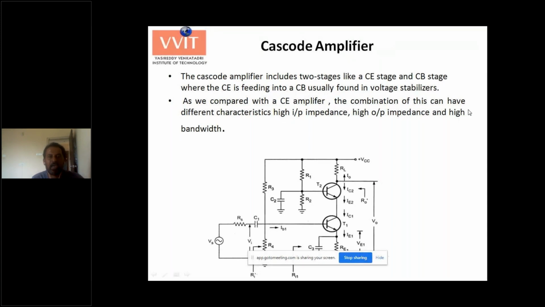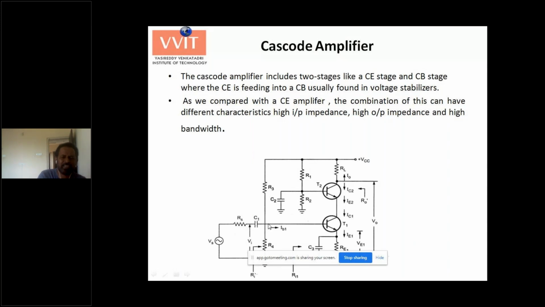As well as, the very important thing is this combination gives me large bandwidth. Usually, though it is not discussed until now, cascading reduces bandwidth. This is the general rule. Cascading reduces bandwidth, but this particular type of cascading increases bandwidth. You get more bandwidth than a single CE stage in the cascade amplifier.